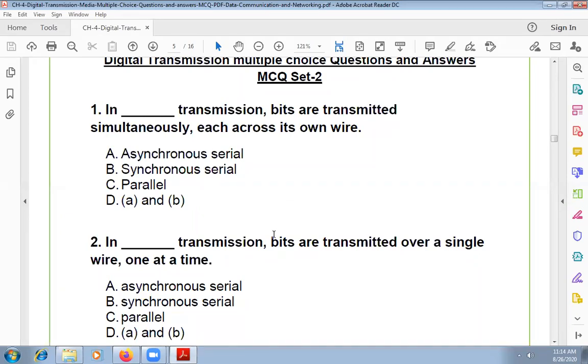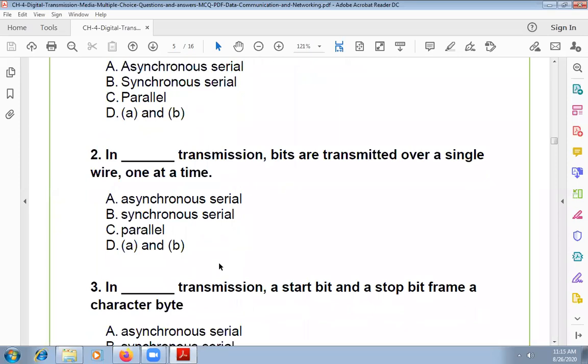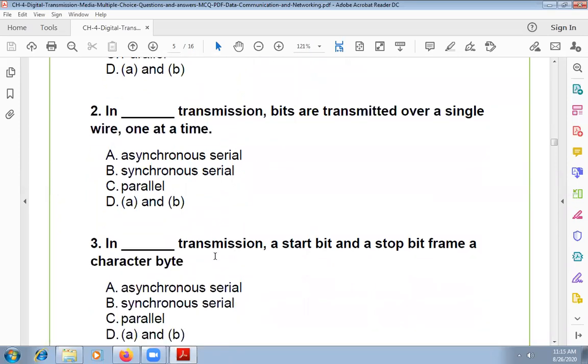Okay. Now let's see. In dash transmission, bits are transmitted simultaneously, each across its own wire. Can you answer this question? Out of this, which one? Okay. Fine. In dash transmission, bits are transmitted over a single wire, one at a time. What is the answer? Serial. Both A and B, sir. Okay, good.